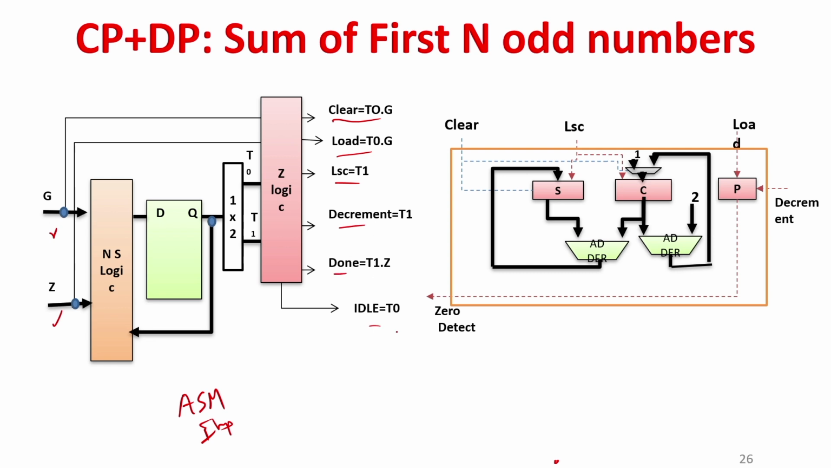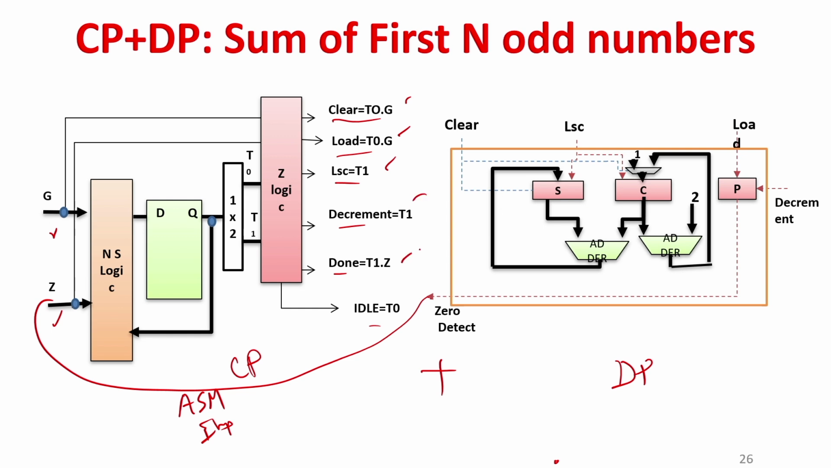And now we need to connect both. This is the control path and this is the data path. So we need to connect both the things. That means this Z needs to get connected to Z. Anyhow, go will come from outside, so we do not require it. And then all these signals need to get connected to the corresponding places. So let us connect the things.